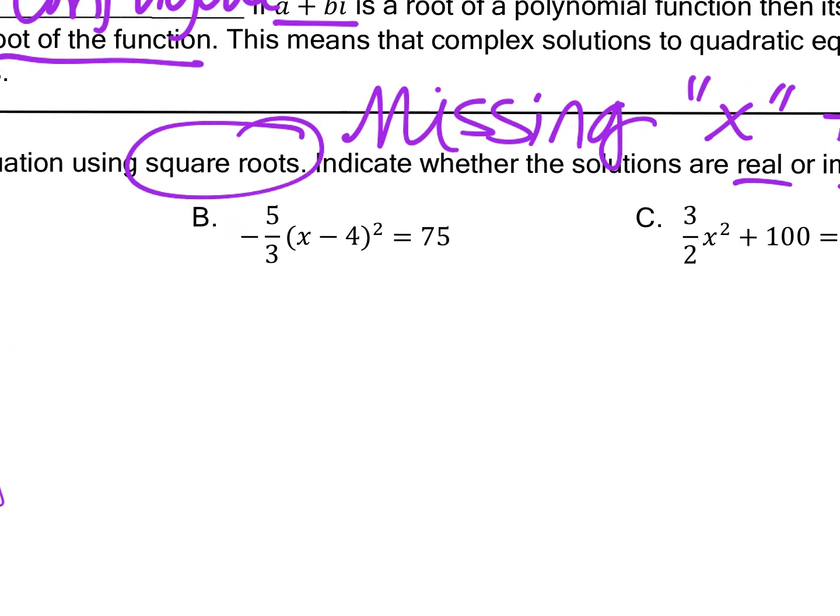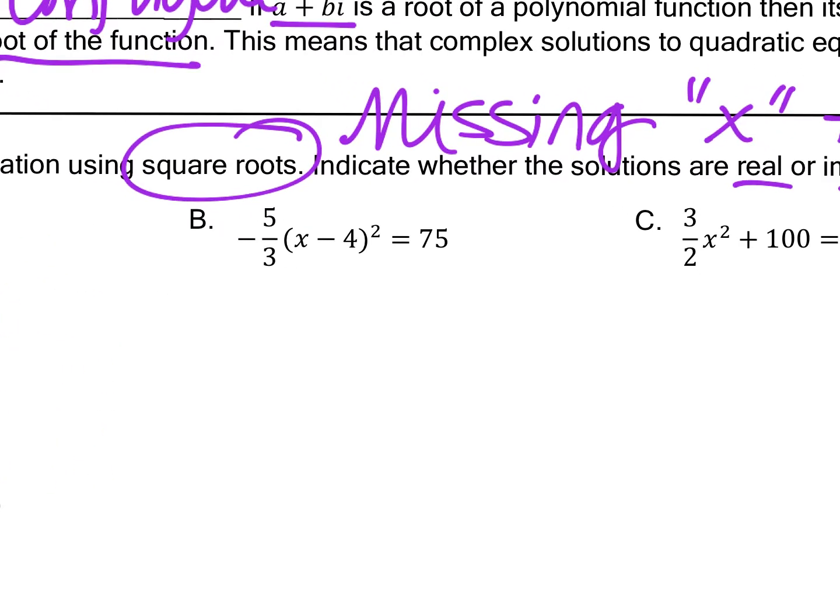Okay, so part B. This one looks a little different. We do have an x, but notice it is all squared. So really we could use the square root method. Whatever is squared, make sure you isolate it. So I need to get rid of this. In order to get rid of the -5/3, I'm going to multiply by the reciprocal, so I'm going to multiply by -3/5 on both sides.